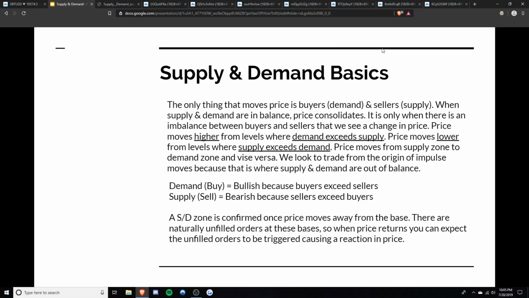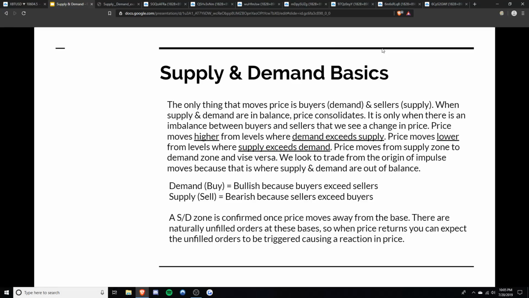We look to trade from the origin of impulse moves because that is where supply and demand are the most out of balance. So at demand, you want to be buying. It's bullish because there are more buyers than sellers at that level, and you can tell by the reaction away from the zone. And you want to be selling at supply, and it's bearish because there are more sellers than buyers. And the supply and demand zone is confirmed once price moves away from the base.